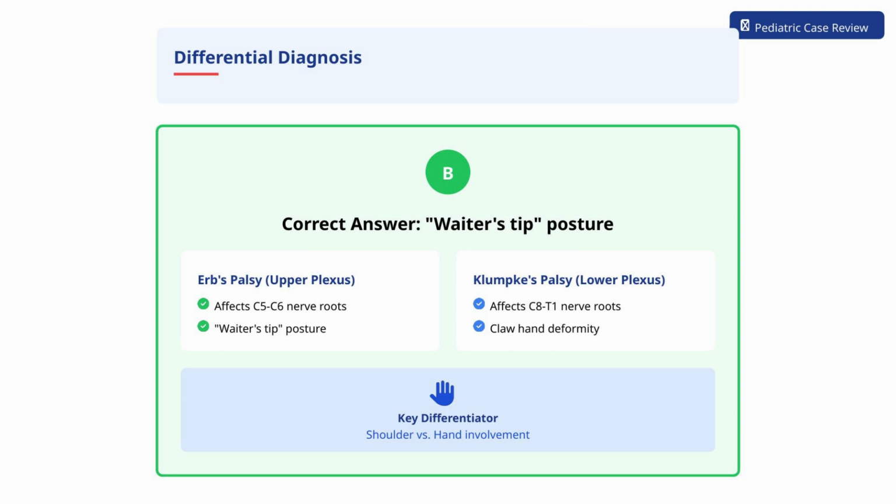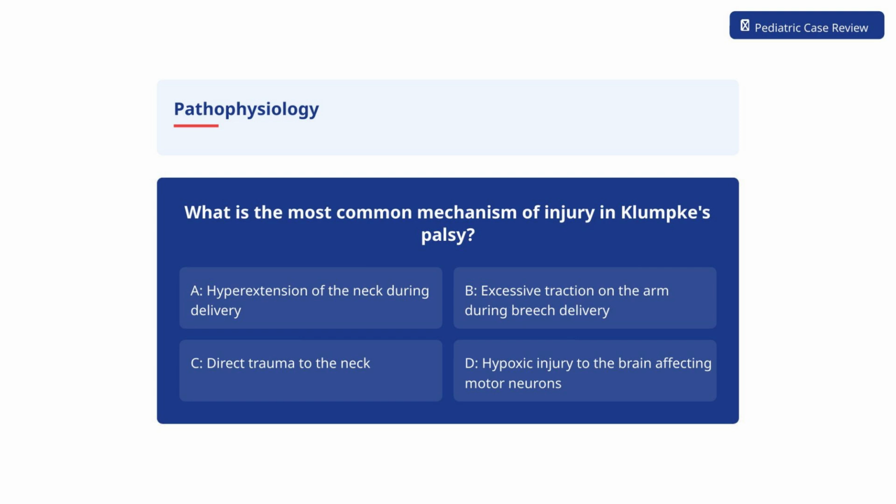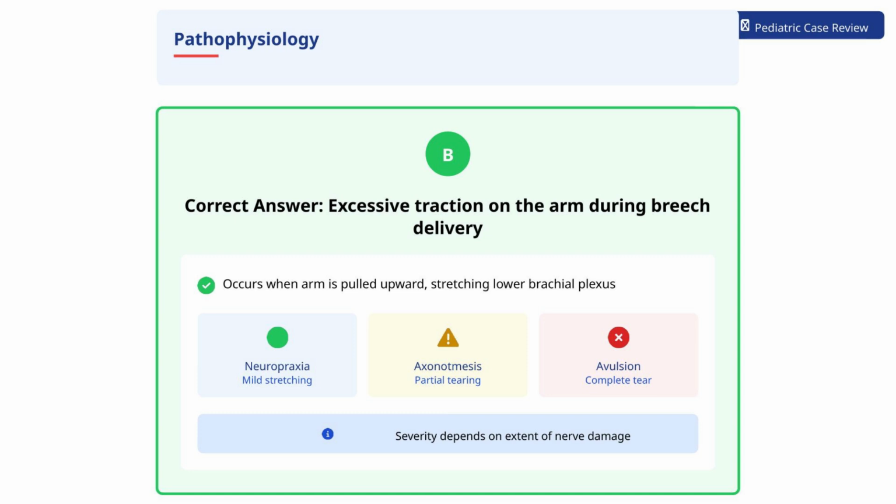What is the most common mechanism of injury in Klumpke's palsy? A. Hyperextension of the neck during delivery. B. Excessive traction on the arm during breech delivery. C. Direct trauma to the neck. D. Hypoxic injury to the brain affecting motor neurons. The correct answer is B.